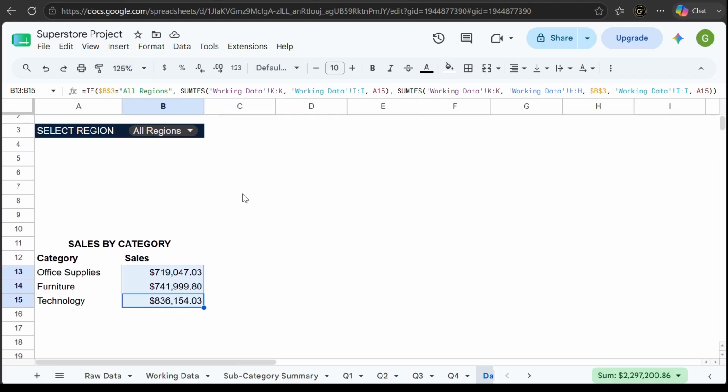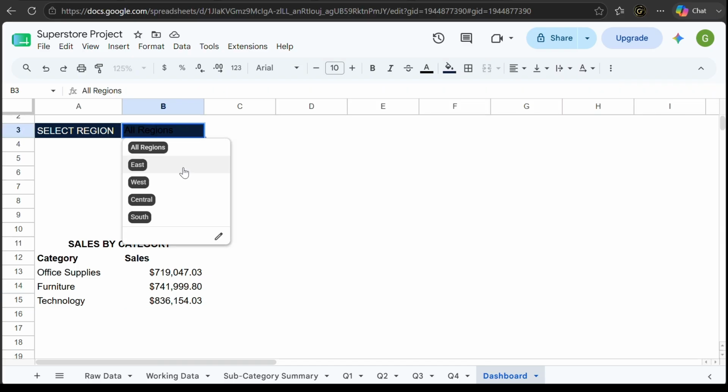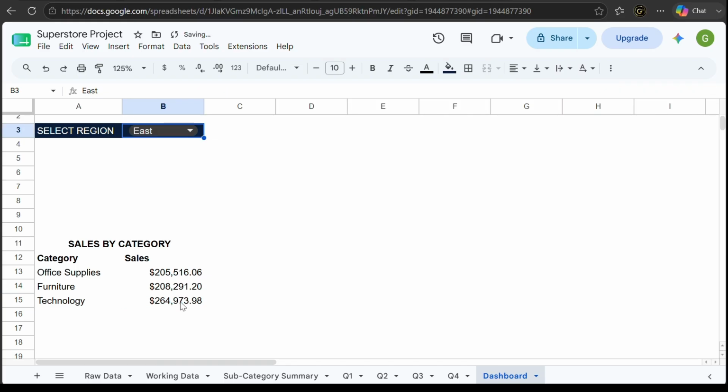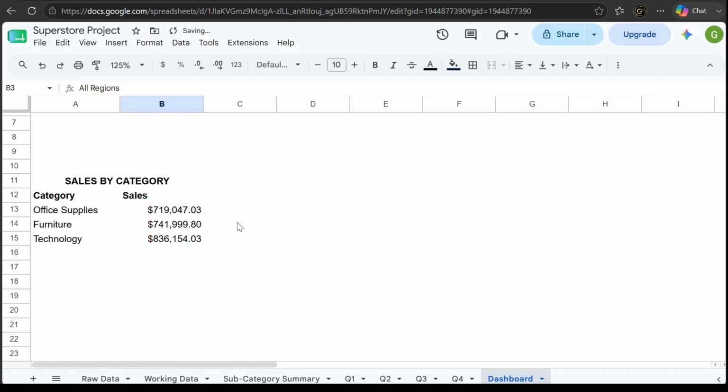Now you can see that for the different categories, for example, for office supply, this is the total sales for all regions. For furniture, this is total sales for all regions. Technology is total sales for all regions. Now, I could decide to also filter by region. I could filter by east. You can see the values have changed for the different categories. Likewise, the west, the central region, and then lastly the southern region. All right. So that's what you have there.